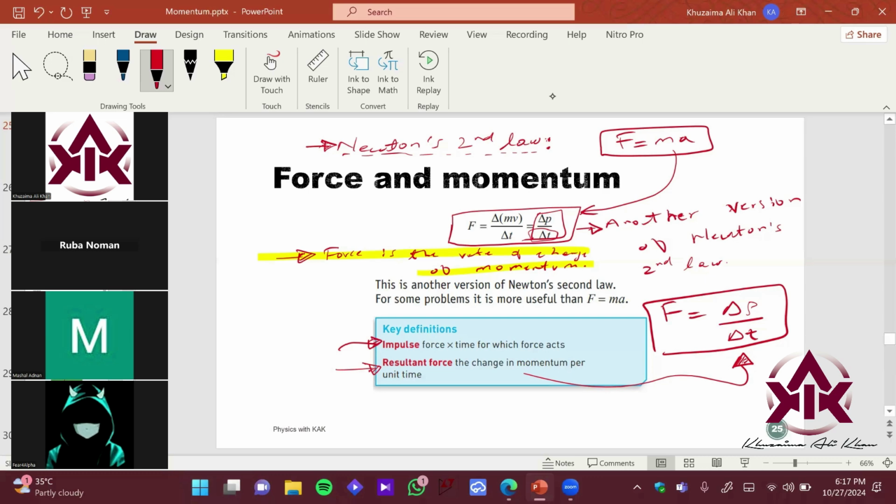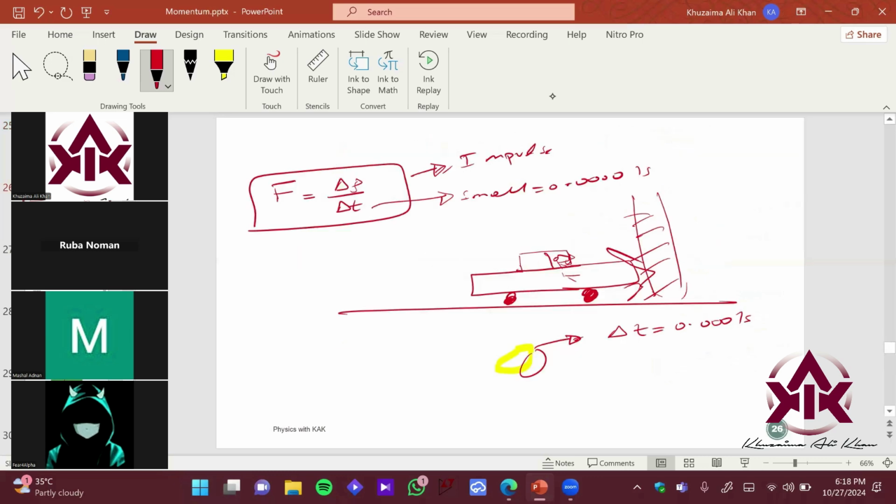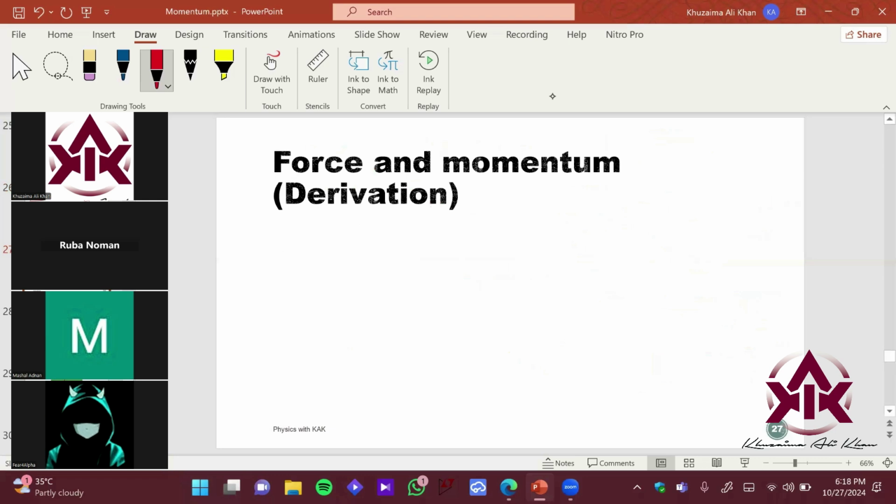And what is the second representation of force? I will derive the formula now, so that it will make sense. Okay, good. Now let's derive this formula, how it came into the picture, right?